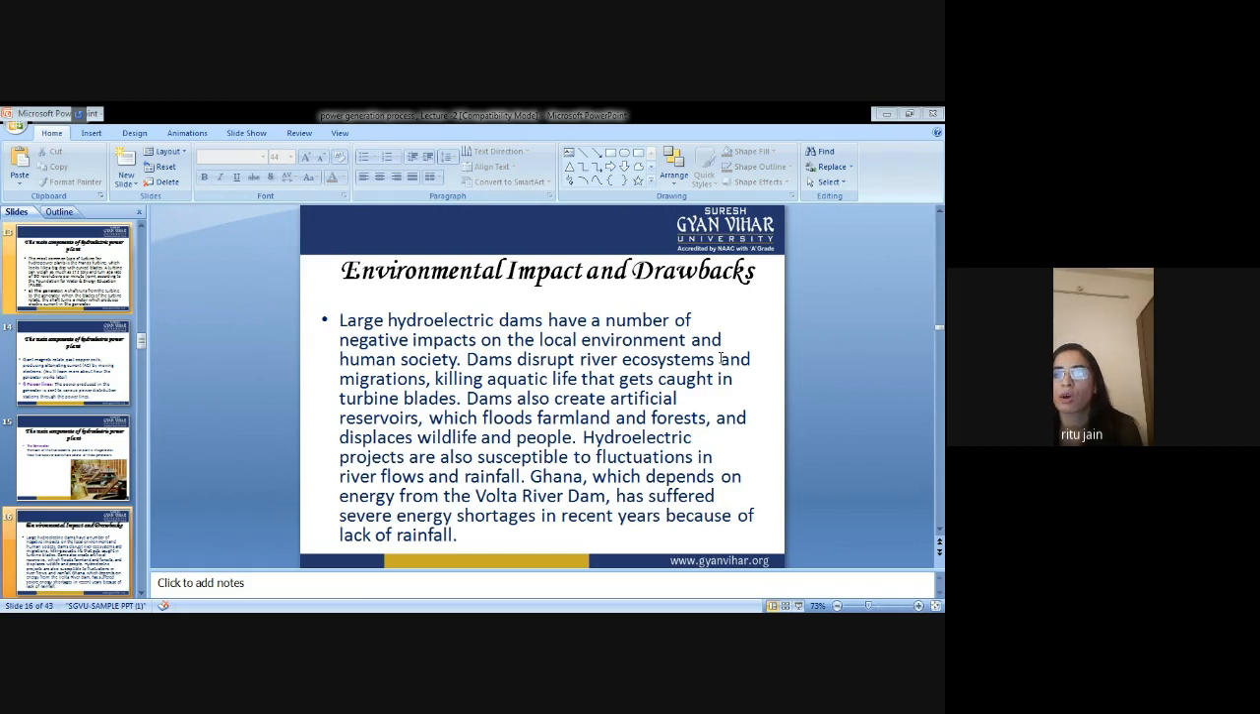Hydroelectric projects are also susceptible to fluctuations in river flow and rainfall. So, totally, hydropower plants are dependent upon river flow and rainwater. If there is no rainwater in some areas, you will not be able to generate electricity from the hydropower plants. Ghana, which depends on energy from the Volta River Dam, has suffered several energy shortages in recent years because of lack of rainfall.